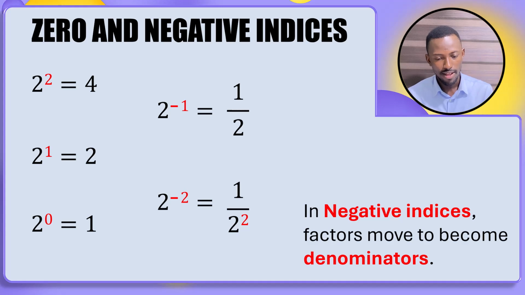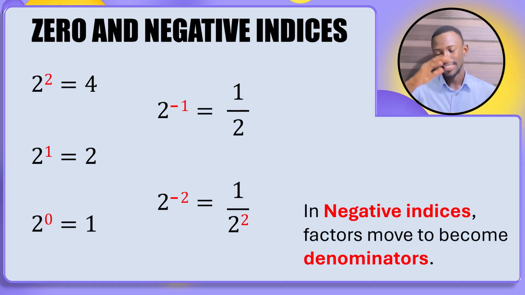So we have 1 divided by 2 to the power 2. So just remove the negative there, and if you remove the negative, it becomes 2 to the power 2, right? Then use it as a denominator. I hope you get it. So this is what we refer to as the negative index law.